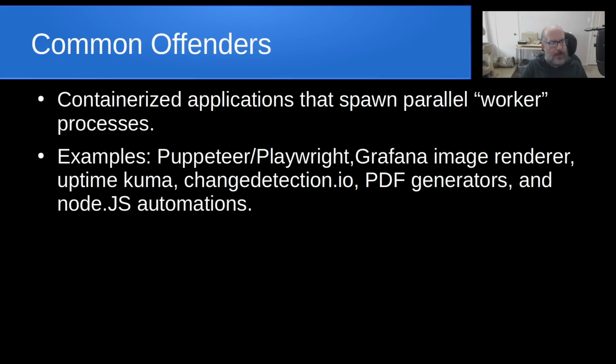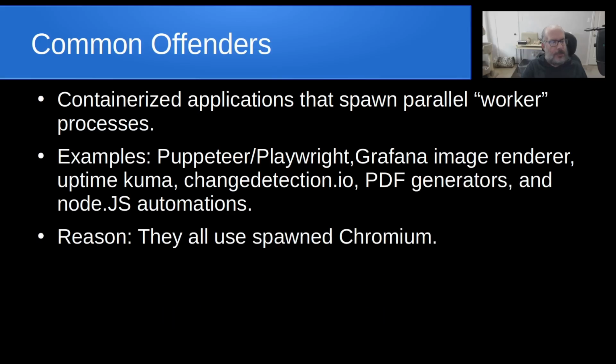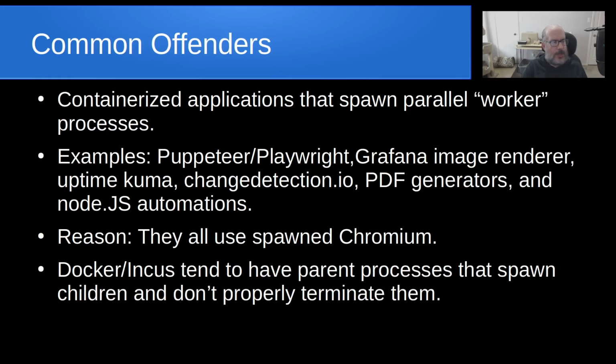Examples of this might be Puppeteer or Playwright, which are headless browsers that are used pretty frequently. Grafana Image Renderer is another one. Uptime Kuma, ChangeDetection.io, which tracks changes to websites, and I made a tutorial on that a few months ago. PDF generators are another example, and Node.js automations. The reason is that, for the most part, they all use spawned Chromium.